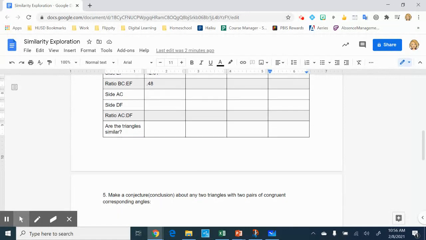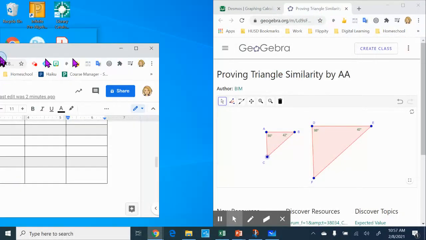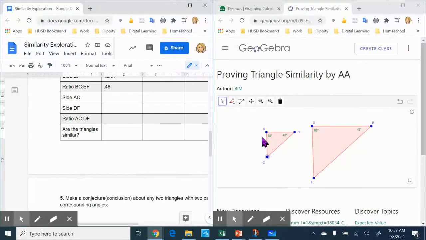And then when it says make a conjecture, that just means write a conclusion about any two triangles with two pairs of congruent corresponding angles. So what that means is if we're given two angles are congruent of triangles, what can we say about them? Are they similar or are they not similar? That's what you're trying to prove, proving triangles are similar by angle, angle.